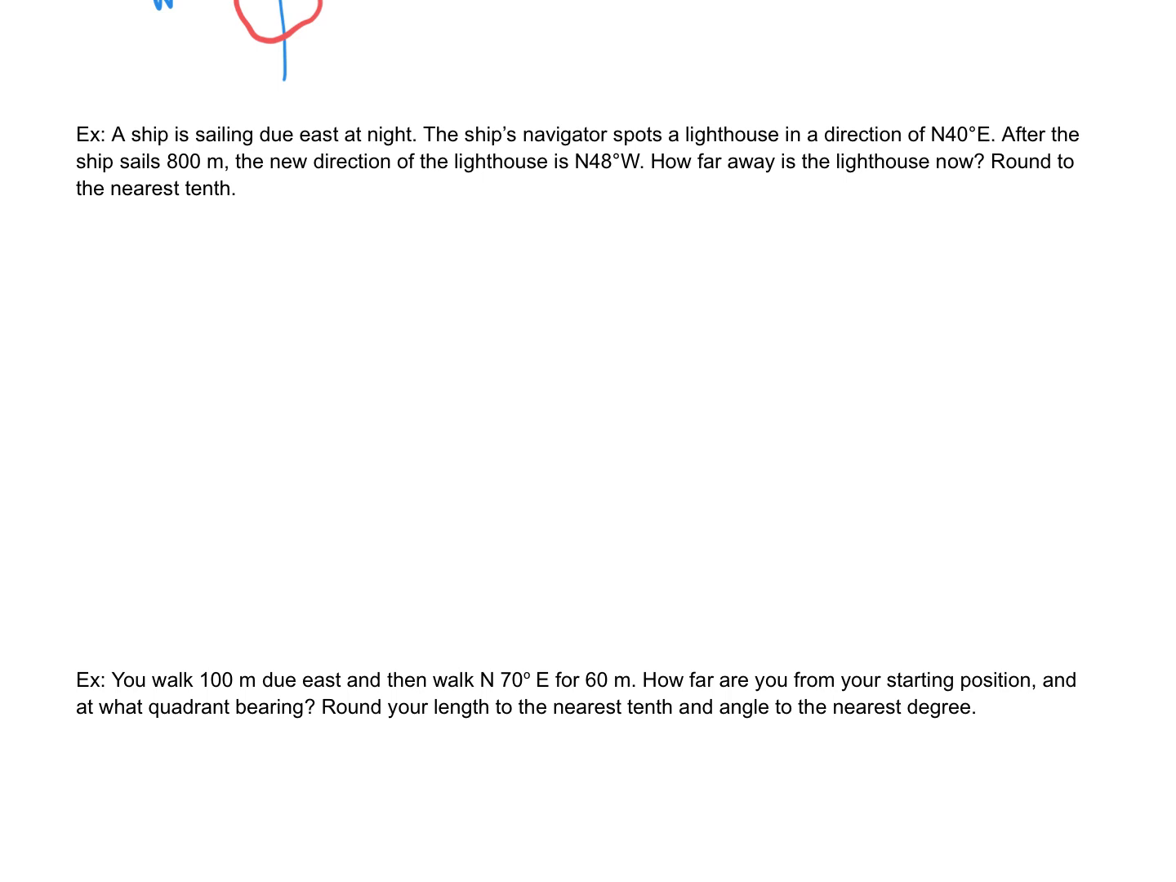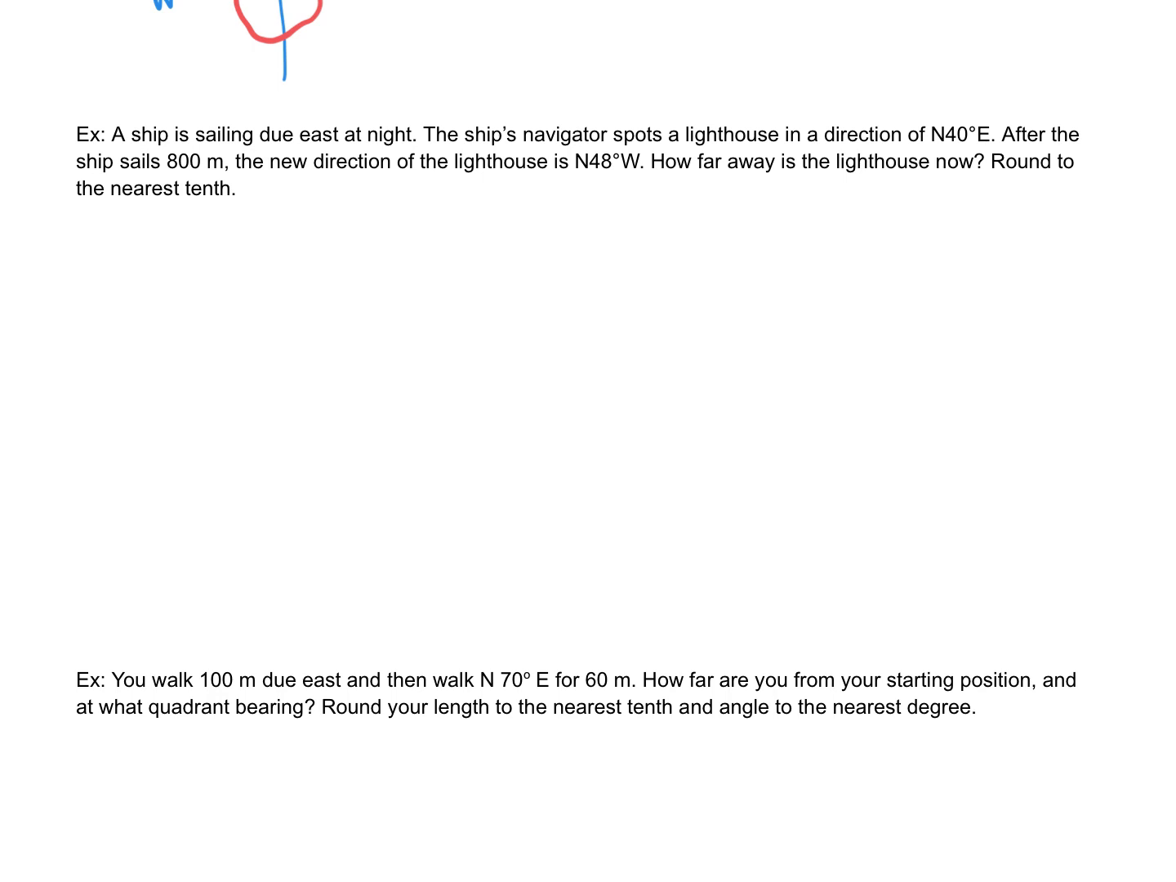All right, let's go to a couple of word problems. We have two scenarios here where we have some quadrant bearings that we have to deal with. A ship is sailing due east at night. The ship's navigator spots a lighthouse in a direction of north 40 degrees east. After the ship sails 800 meters, the new direction of the lighthouse is north 48 degrees west. How far away is the lighthouse now?